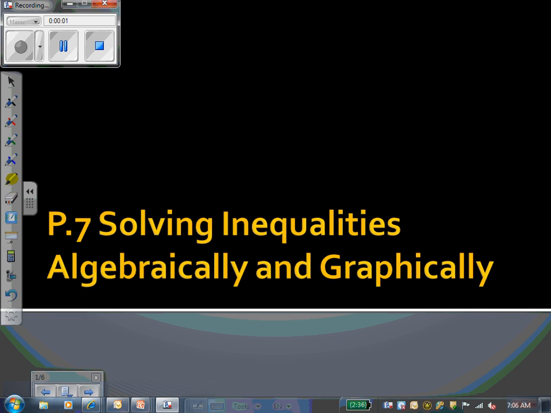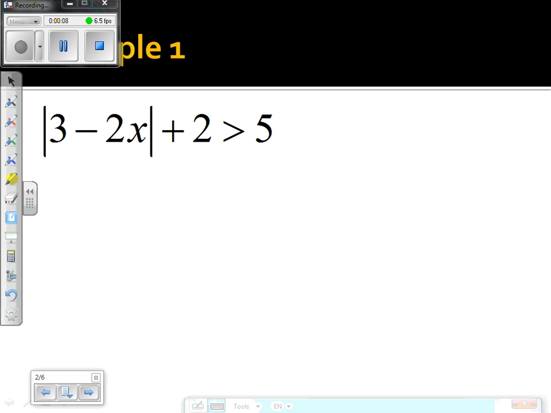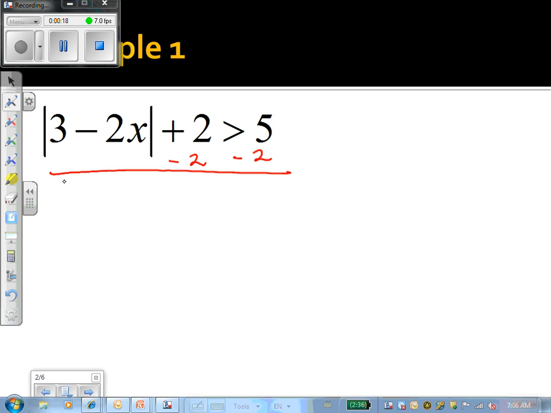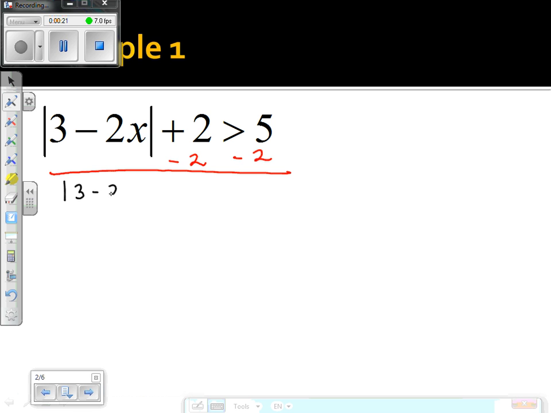Okay, we're going to do a quick preview of the lesson P.7, solving inequalities algebraically and graphically. We're going to start with an absolute value problem. Just remember, before you start solving an absolute value problem, you're going to have to get the absolute value alone. So I'm going to subtract the 2 from both sides, which will then give me absolute value of 3 minus 2x is greater than 3.